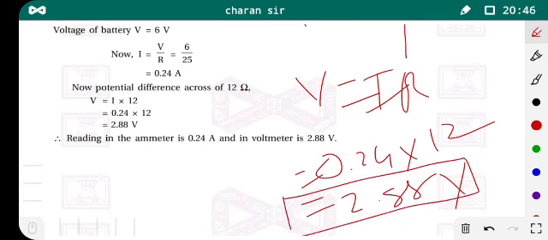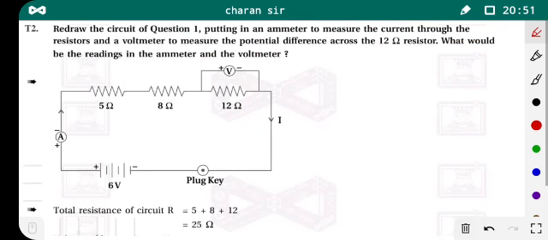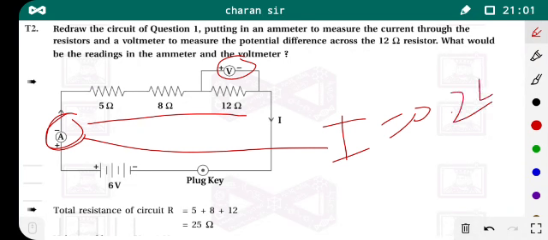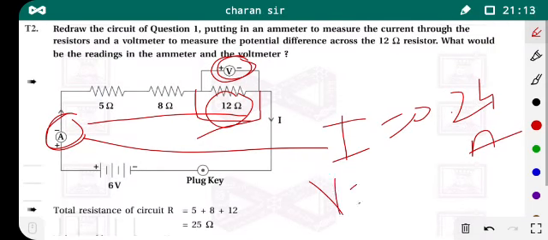So here we connected an ammeter and a voltmeter to the series connection of the resistors. What is the ammeter reading and what is the voltmeter reading? The ammeter reading gives the value of current through the circuit, that is 0.24 amperes. The voltmeter reading gives the potential difference across only the 12 ohm resistance, that is 2.88 volts. So these are the numericals, 2 to 3 marks numericals.